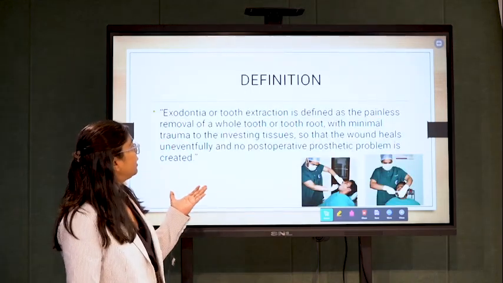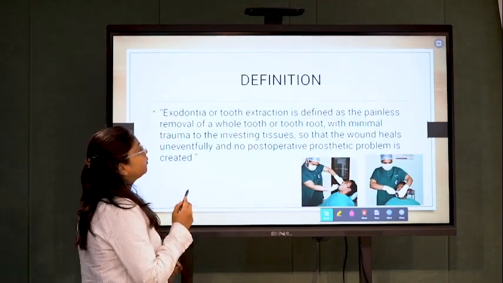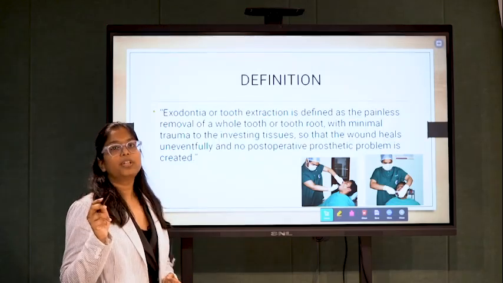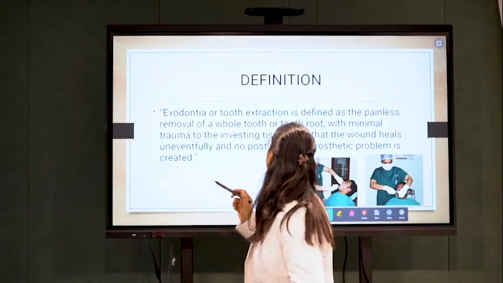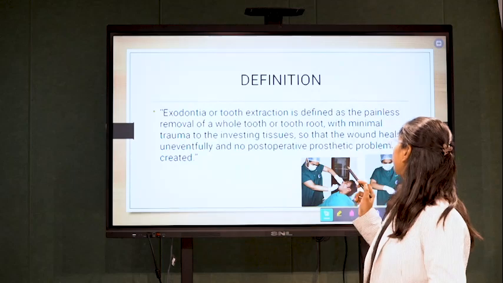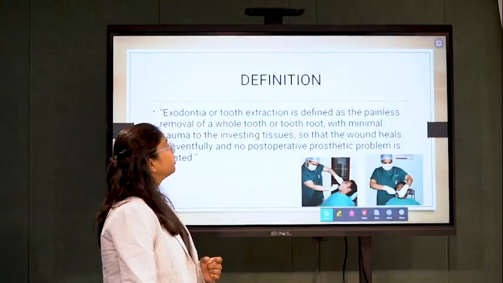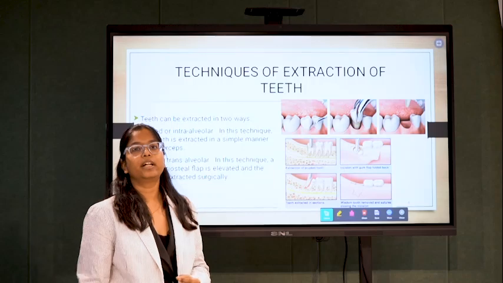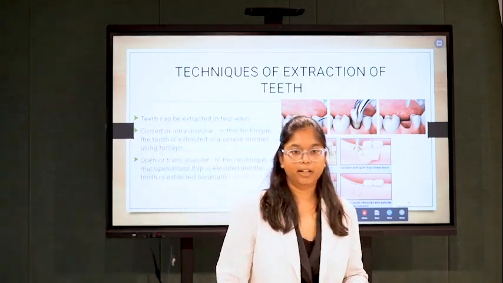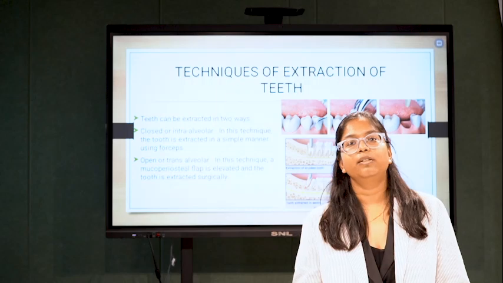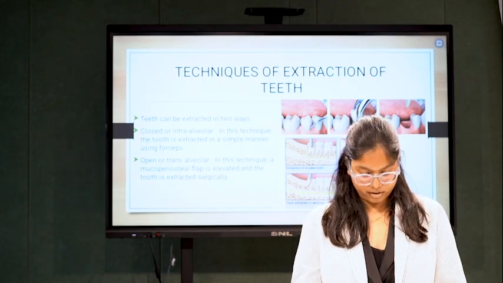So, exodontia is defined as the painless removal of whole tooth with minimal trauma to the investing tissues so that the wound heals uneventfully and there is no post-operative prosthetic problem created, right? So next, there are two techniques for extraction, open method and closed method. Open method is also known as transalveolar and closed method is also known as intraalveolar extraction.